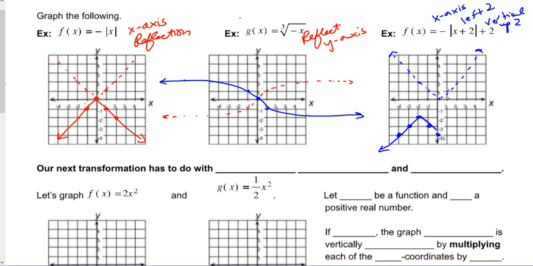I'm going left 2, up 2, and reflecting over the x-axis, and that's going to give us our values for that. Okay? All right, I know this got out there, but stick with it. You're going to be able to be pros at this by the very end, so we just have to keep working at it, and the more we see, the easier it gets.